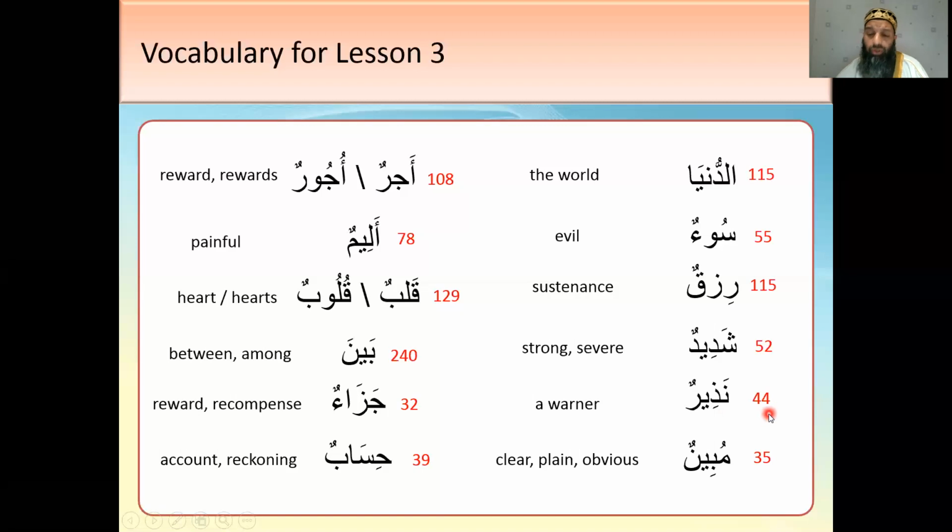Right? Nadhirun. Nadhirun is warner. Mubin is clear. Nadhirun mubin, a clear warner. Nadhir is warner. Mubin is clear. 44, 35. Yeah, shidda. In Urdu, shidda, which means strong, doesn't it? Yeah? So that's all for today.